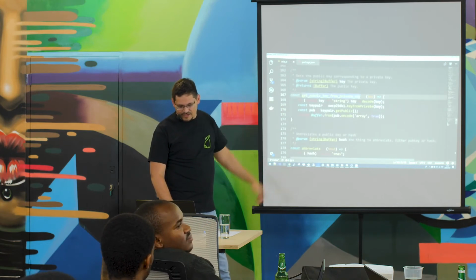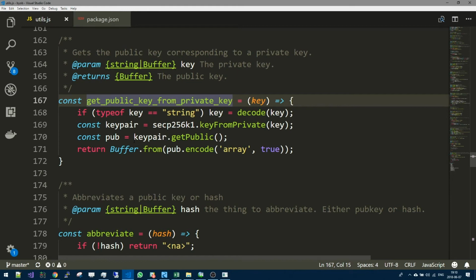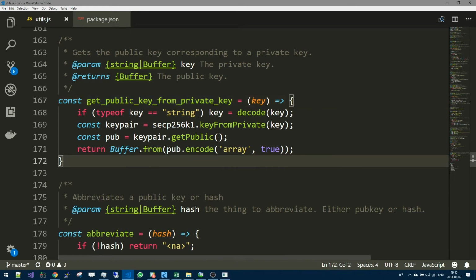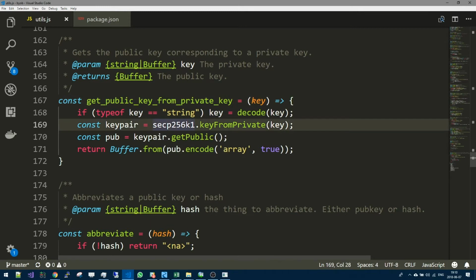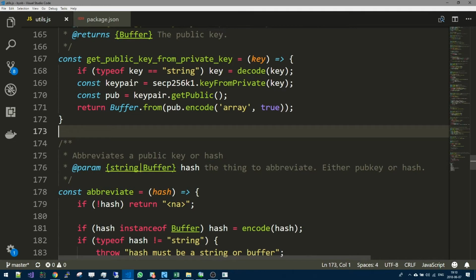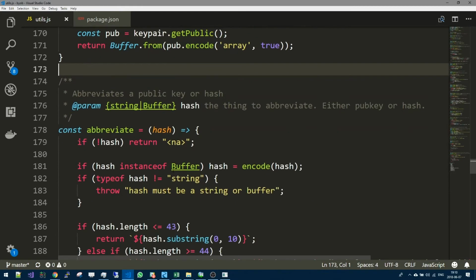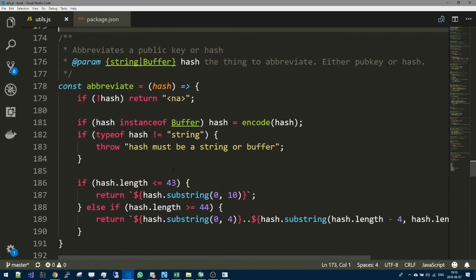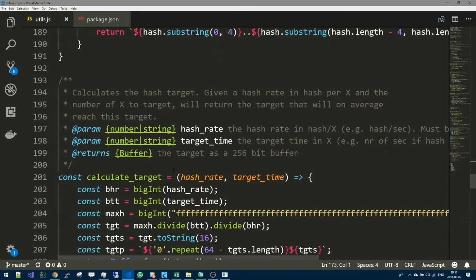Get public key from private key. You only need the private key, and you can derive the public key from the private key. That's a unique thing from this secp256k1, and I think most asymmetric cryptography, elliptic curve cryptography. Then we've got an abbreviate function, which is just used to print stuff out.